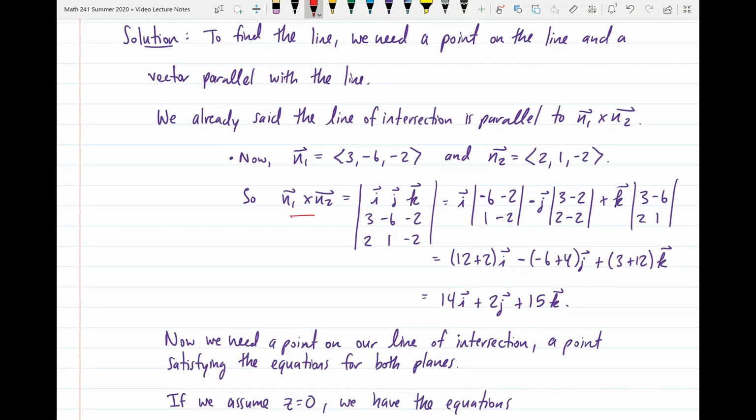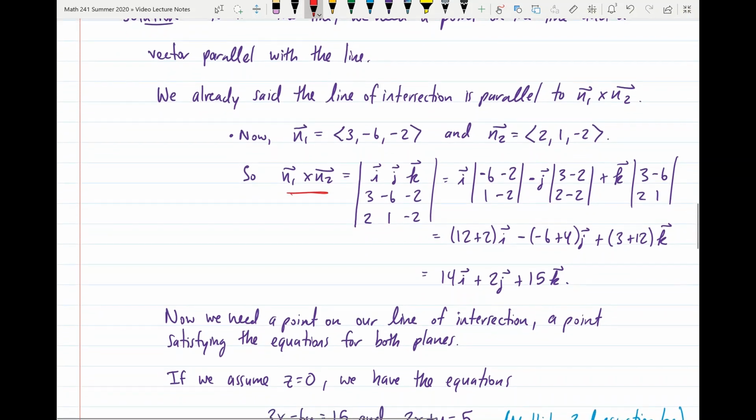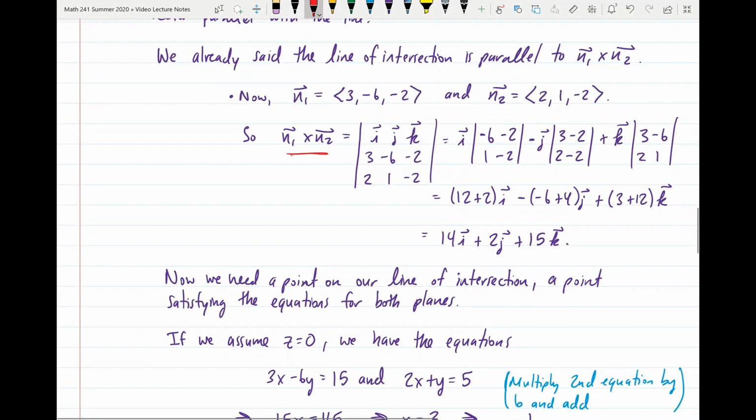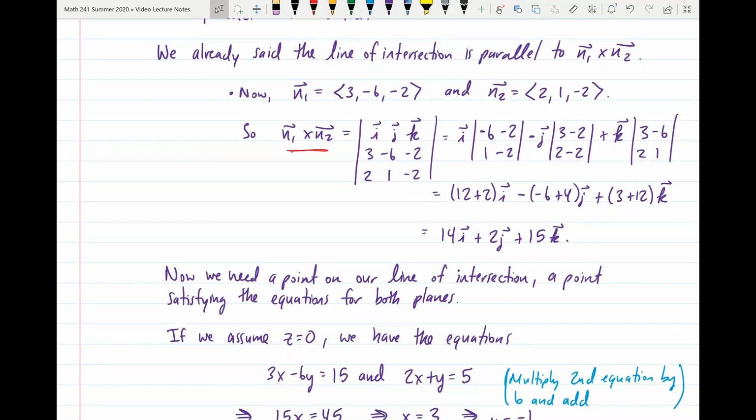Moving down here, to find the cross product of N1 and N2, we set up the matrix with i, j, k, then 3, -6, -2, and 2, 1, -2, and we want to find the determinant of this matrix. That will break down into three smaller 2 by 2 matrices. Hopefully you're familiar with this process by now from calculating cross products in section 12.4.